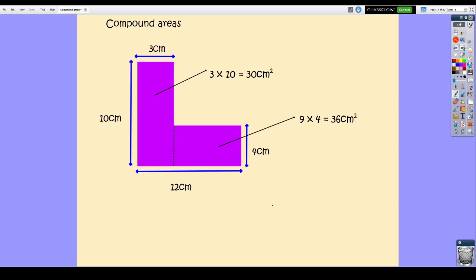And then of course, to get our total area for this shape, we're going to need to add those areas together. So we need our 30 plus 36, and we get our final answer there of the 66 centimetres squared for this shape.